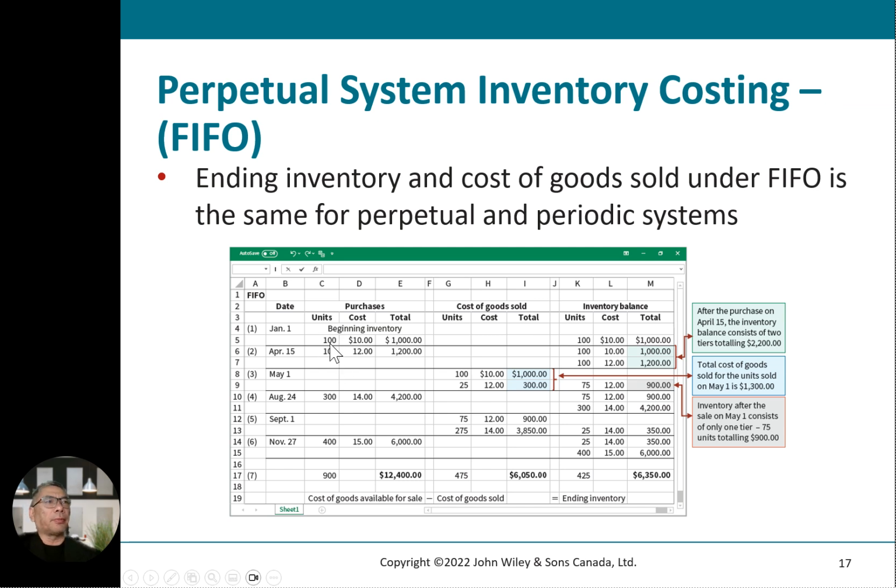The first one is 100, and then the cost of goods sold is 100, coming from the January 1 purchase. The 25 of CGS on May 1st is coming from the April 15 purchase. And then the third, September 1, 75 CGS coming from the April 15 purchase. And then another CGS on September 1, 275, coming from the August 24 purchase. That's how it calculates, because it is first in, first out. The first one has to go out first.